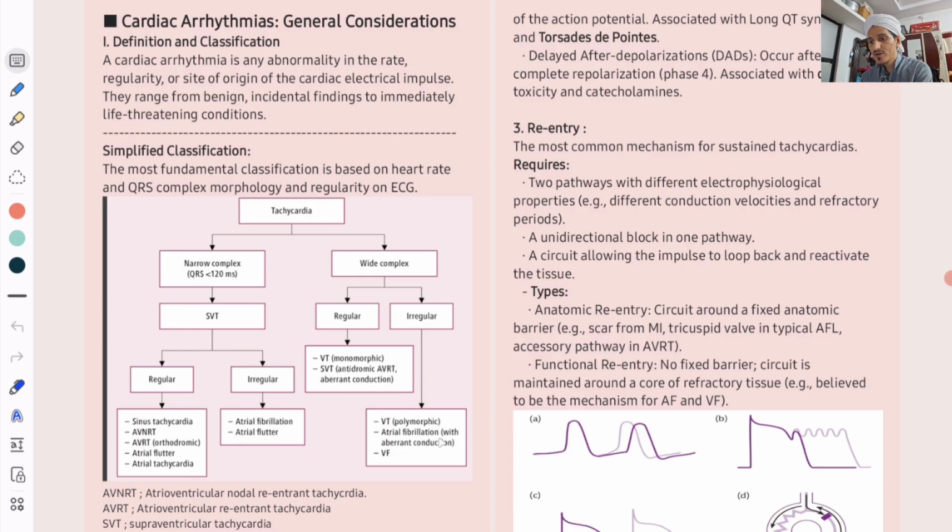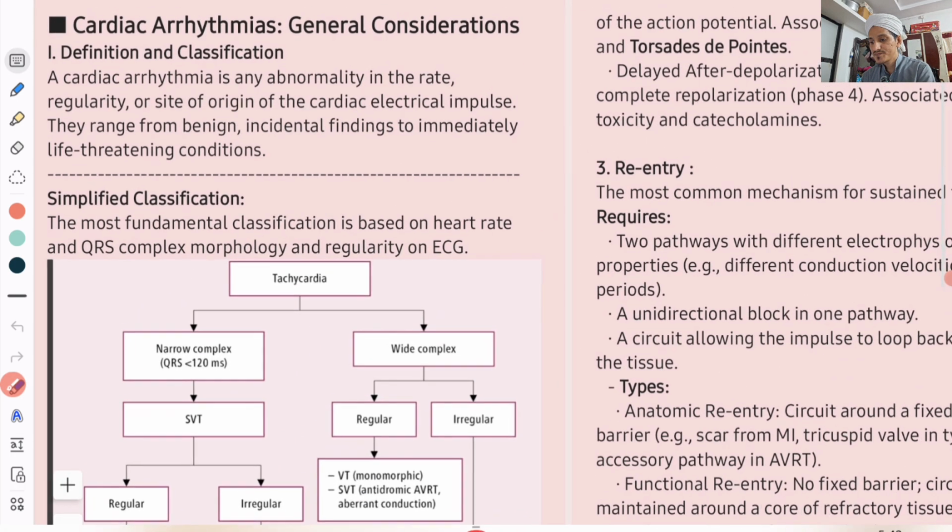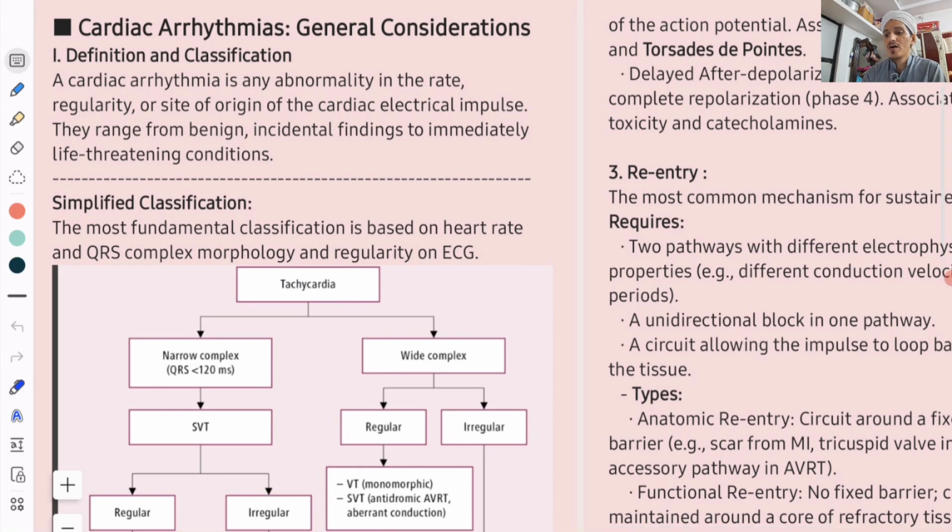Now we will move to the main topic. First, I will just zoom it. How do you define and classify cardiac arrhythmias? General considerations: a cardiac arrhythmia is an abnormality in the rate, regularity, or site of origin of the cardiac electrical impulse. They range from benign incidental findings to immediately life-threatening conditions. So any abnormality in the rate, regularity, which is nothing but rhythm, or site of origin is nothing but cardiac arrhythmia.